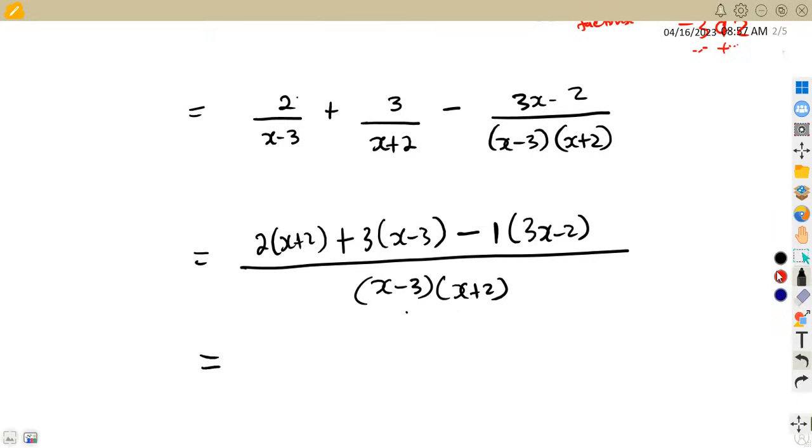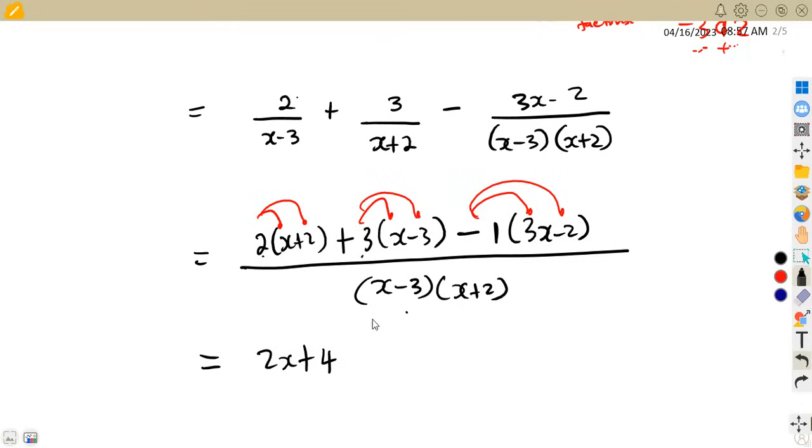Okay, from here, we can expand our brackets. 2 is going to multiply everything. 3 is going to multiply everything. The same with -1, it is going to multiply everything. So 2 times x, that's 2x, 2 times 2, which is a 4.